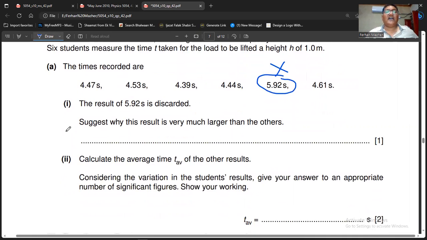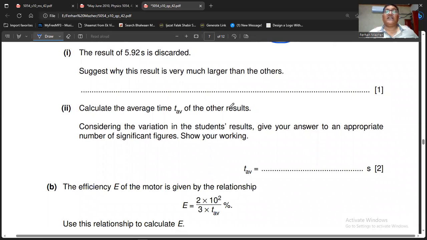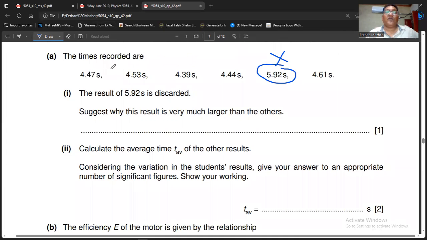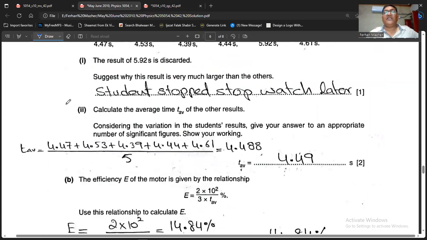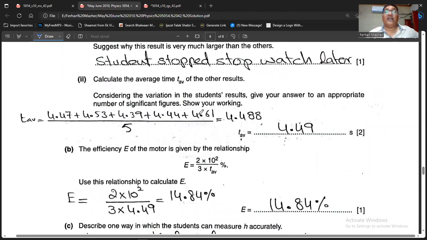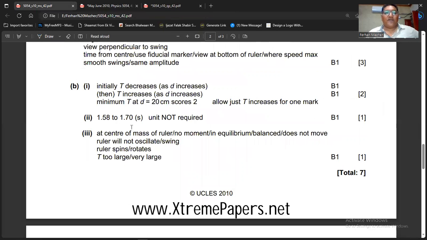Then it says, calculate the average time t average for the other results. Consider the variation in the students' results. Give your answer to an appropriate number of significant figures. Show your working. So we have to find the average. Just add these 5 numbers and divide by 5. You can see here I have added them and divided by 5. You get 4.488. Then when you round it off, it will be 4.49. That is the answer, the t average, 4.49.